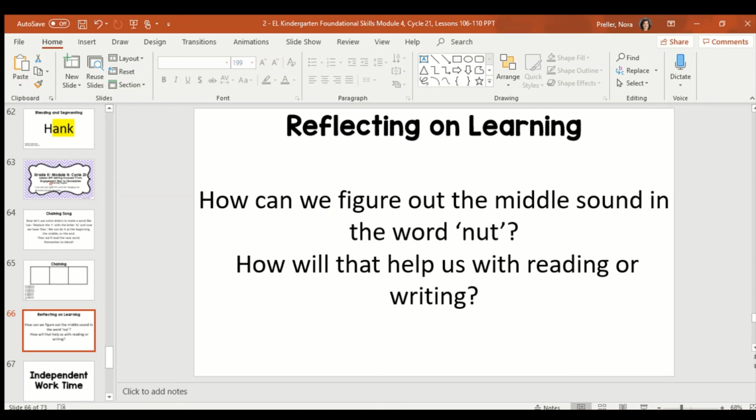How's tapping out words and listening to all those sounds going to help us with reading and writing? Well, good readers and writers can tap out words quickly or blend them and read them quickly to make new words. The faster that we can do that, the better we're going to be with reading and writing, and the more fluent, the more smooth we're going to be. So this is a really good skill to practice.